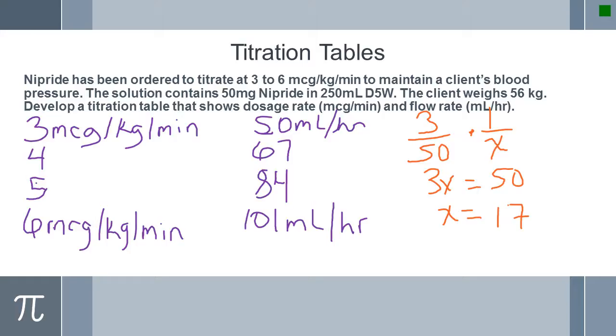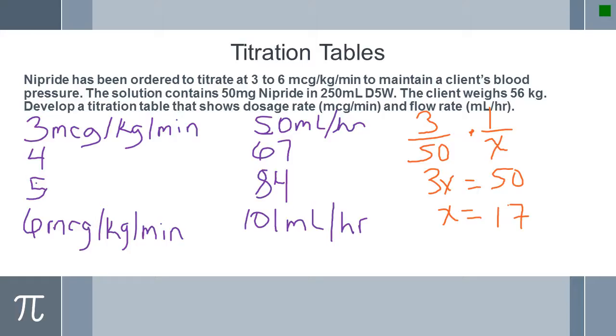So now let's do our high, which is 6 micrograms per kilogram per minute. He's 56 kilograms. Our conversions: 60 minutes in an hour, and how it comes. Let's cancel our labels, see if we're good. Micrograms, minutes, kilograms, milligrams, mils per hour. 2 zeros on top, 2 zeros on bottom.